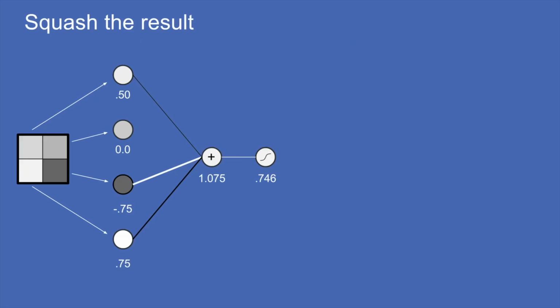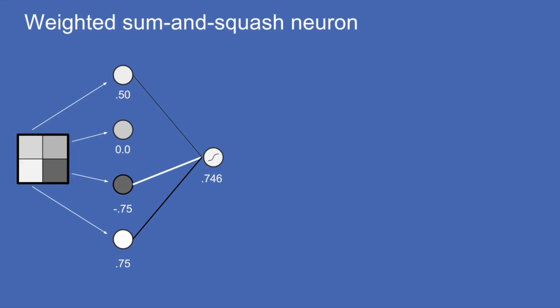So after you sum the weighted values of the neurons and squash the result, you get the output. In this case, 0.746. That is a neuron. So we can collapse all that down, and this is a neuron that does a weighted sum and squash the result.